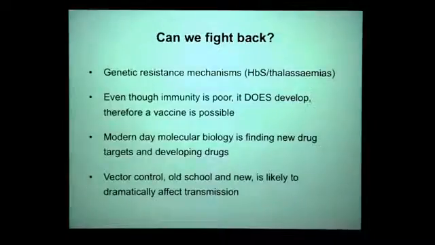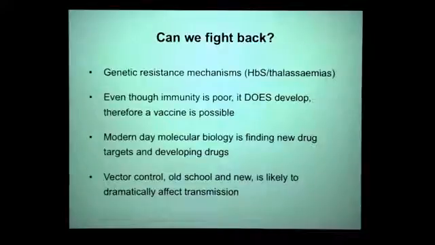So that's all the kind of doom and gloom. Can we fight back? Certainly, in terms of human history, human populations have evolved some genetic strategies to protect us from malaria infection. There are very well understood mechanisms of resistance, such as sickle cell anemia, which most of you will have heard about in high school. And then I just want to go through a few other aspects.